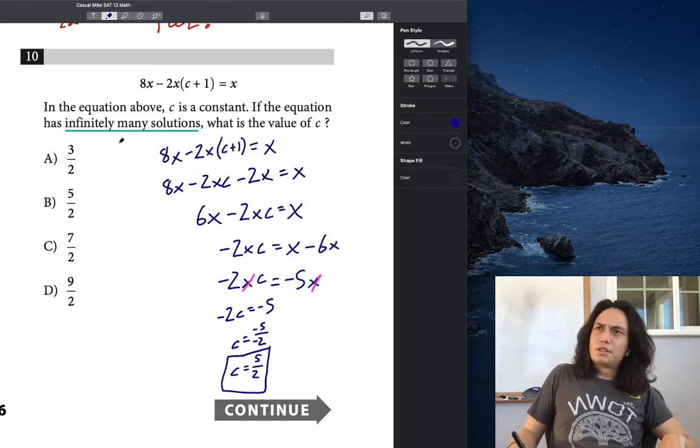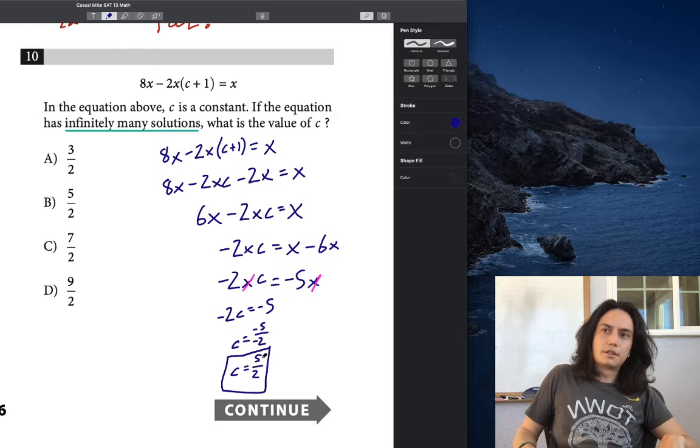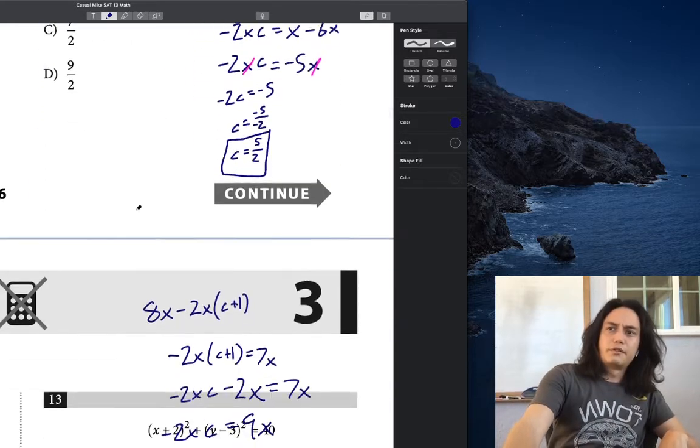And where did we use this infinitely many solutions thing? Yeah, the infinitely many solutions thing comes in when we canceled this x, because now we're making it so that no matter what you put in for x, this is going to be true. So that's B. All right, let's see where I messed this up.